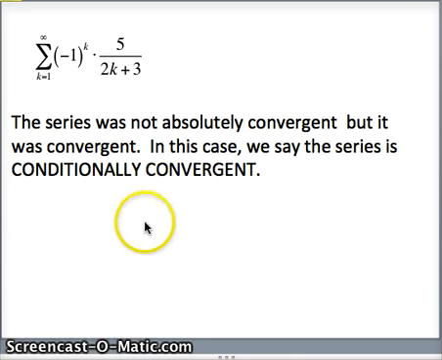When that happens, we say the series is conditionally convergent. So an alternating series can be one of three states. It can be absolutely convergent, it can be conditionally convergent, or it can be divergent. Those are the three things we can check.